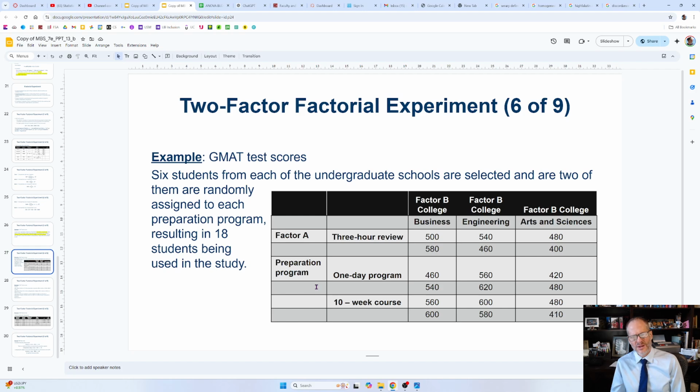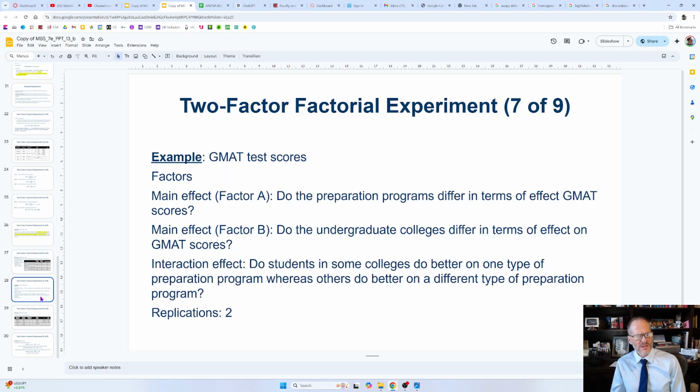And so here you have 3 programs and 3 colleges, and you have data for people from business who took the 3-hour review, and engineering who took the 3-hour review, and the 1-day program from business, whatever, those things. And it looks like there's something more in there. So 2 students in each one. So that's all the data.